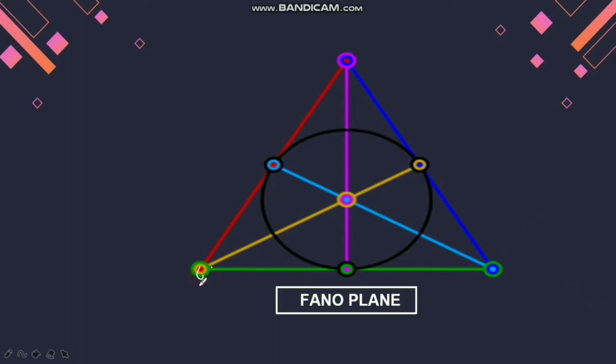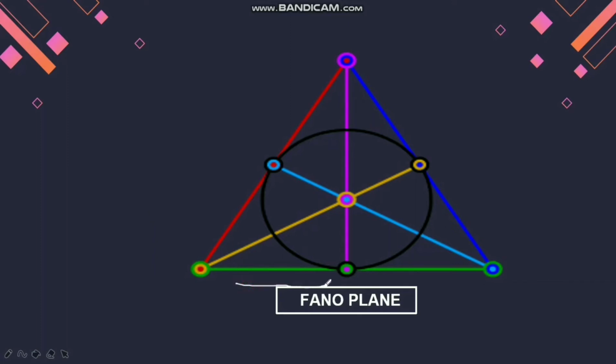As we can see, it consists of 1, 2, 3, 4, 5, 6, and 7 points. Also, the Fano plane consists of 1, 2, 3, 4, 5, 6 lines, and the circle is the 7th line. As you can see, there are 3 points on every line.